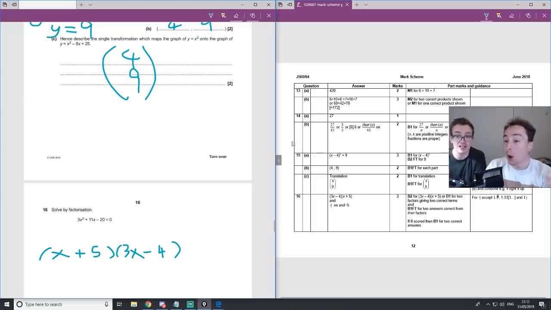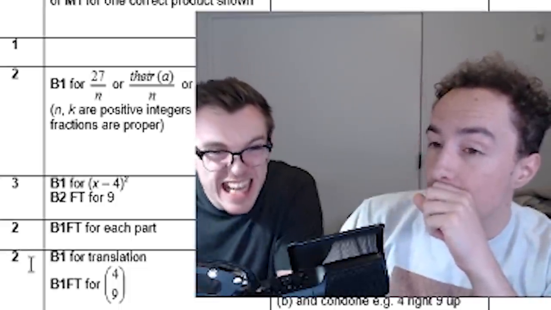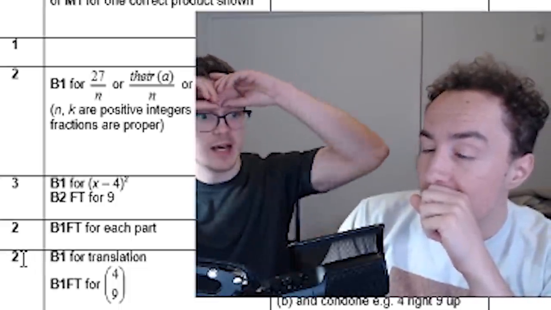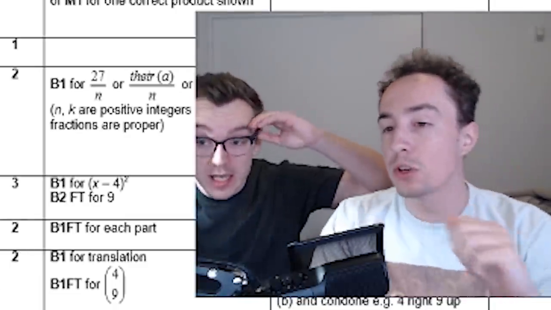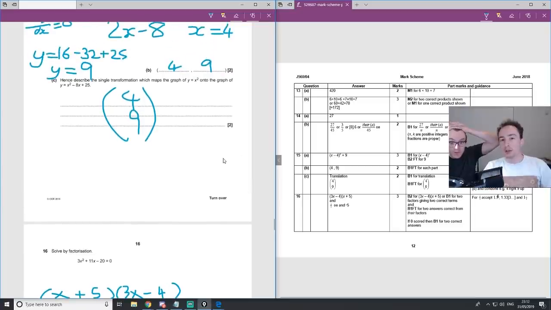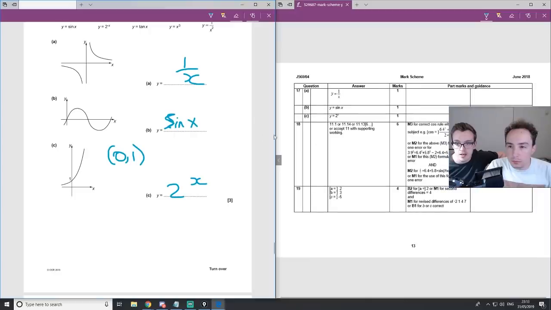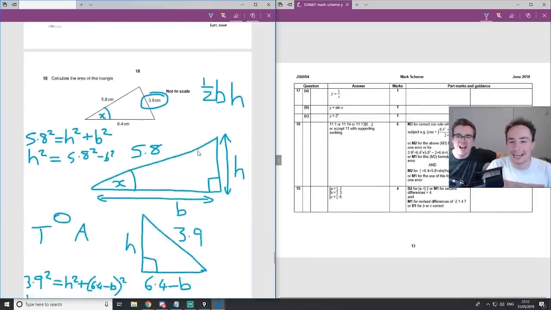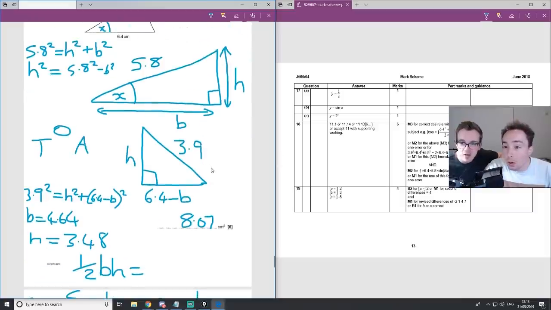Nailed it. Translate. Oh, we missed a translation? You are kidding me. You have to write translation? I can interpret that perfectly well. 1 mark for translation, 1 mark for 4.9. That's ridiculous. Y equals 1 over x. Sine x, 2 to the x. Oh, my God! We're killing the game.